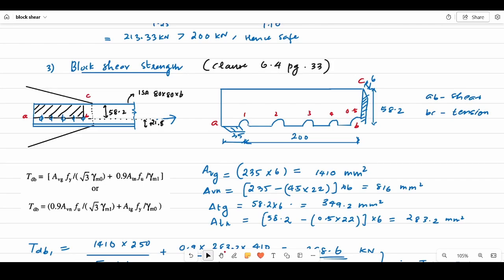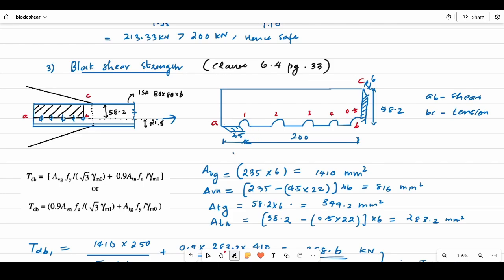Now AVN is the net area due to shear. Net area means we have to reduce the number of bolt holes. Here when we count the bolt holes, it is 1, 2, 3, 4 and a half bolt, which is 0.5. Each bolt hole has a measurement of 22 millimeter. So the net area will be the total length, which is 200 plus 35, minus 4.5 times the bolt hole, multiplied by the thickness, which is 6. Then only we will be getting the net area.